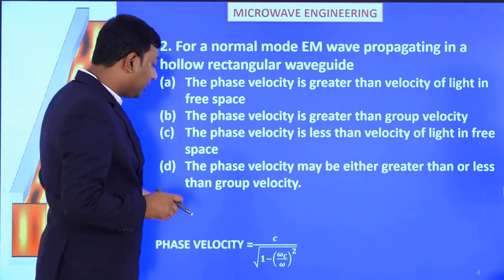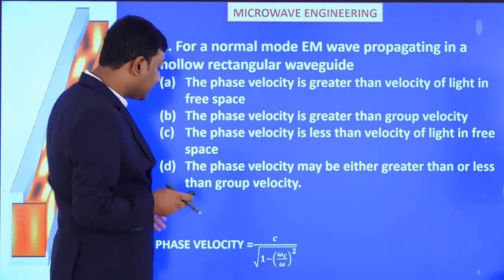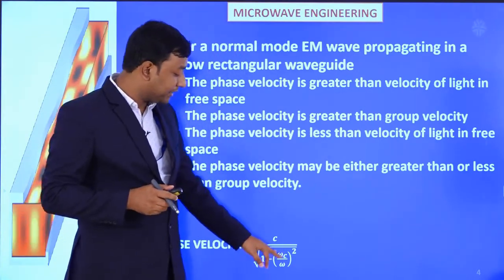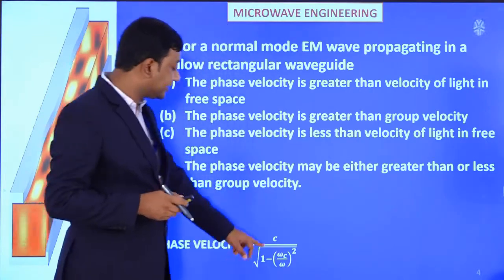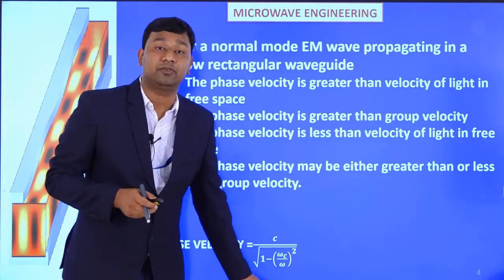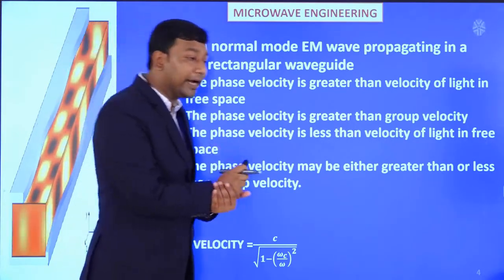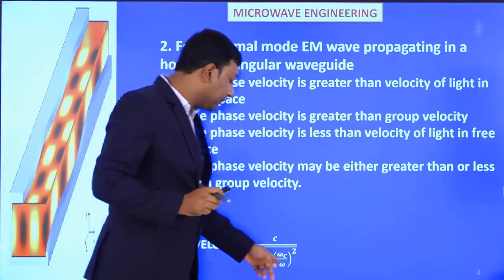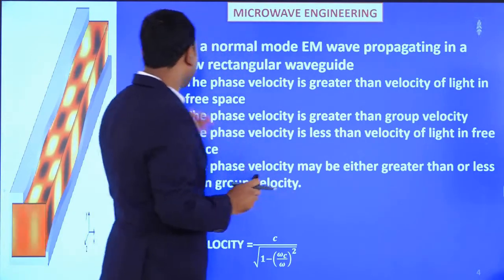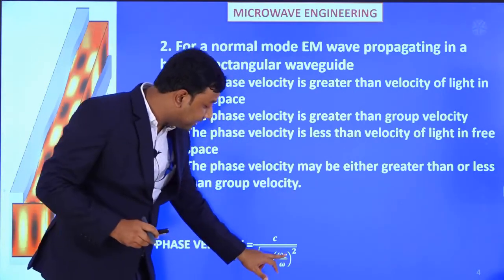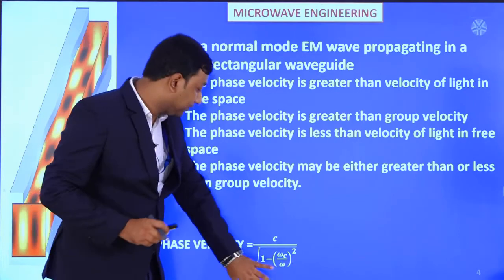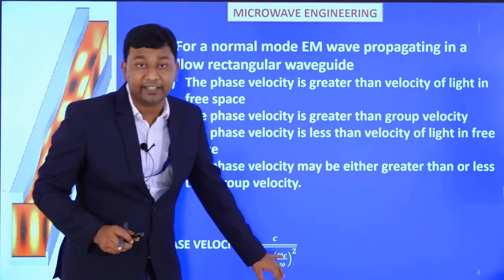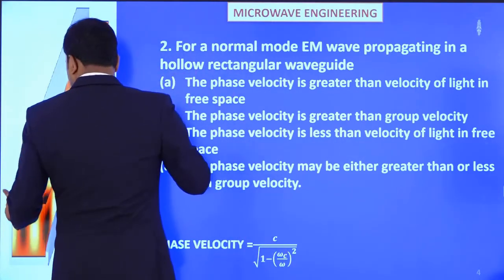So first see what is the equation for the phase velocity. The phase velocity equation, which we already found in the previous lecture, is c divided by root over 1 minus (omega c by omega) whole square, or we can write 1 minus (fc by f) whole square. Whenever a wave propagates through the waveguide, the frequency should be greater than the cutoff frequency, so f should be greater than fc. Then this value is less than 1, so the phase velocity is greater than the velocity of light in free space. So our first point is correct.